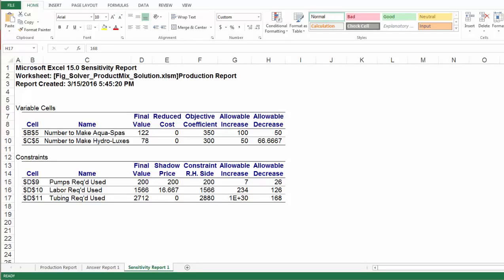Now, I would like to ask you to think about the following questions. What would be the shadow price of a greater than or equal to type constraint in the maximization problem? What would be the shadow price of a less than or equal to type constraint in the minimization problem? And what would be the shadow price of a greater than or equal to type constraint in the minimization problem?